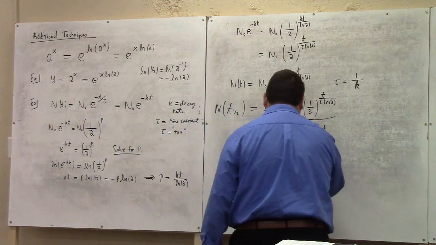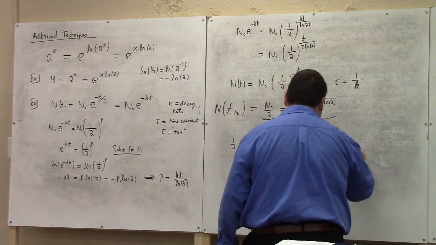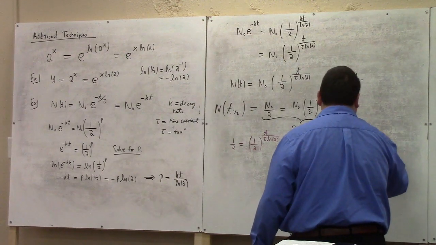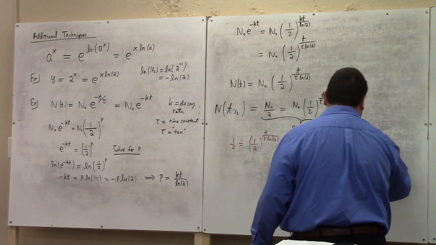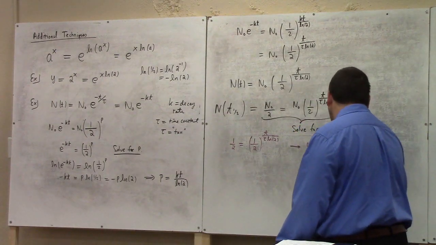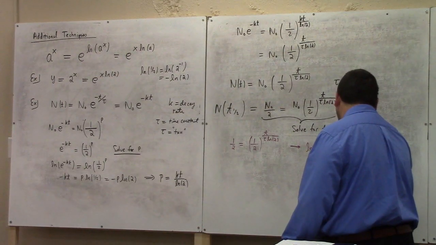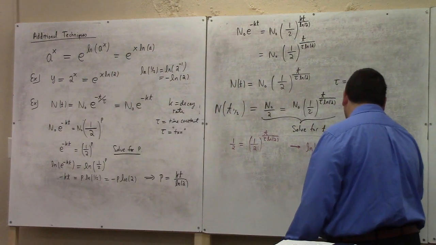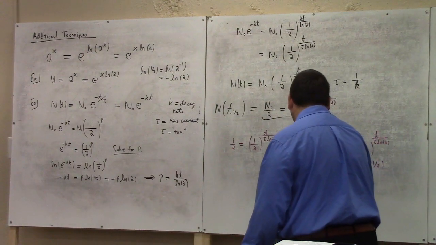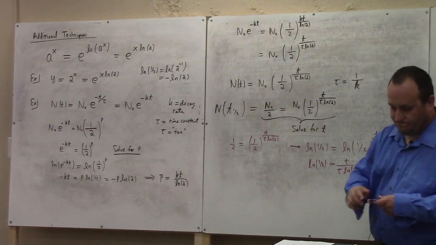Okay, I'll allow it. So the natural log of 1/2 is equal to the natural log of 1/2 to the power t over tau log 2. So by properties of logs, that's t over tau log 2 times the natural log of 1/2 equals the natural log of 1/2. So what happens with the log halves? Right, they cancel.